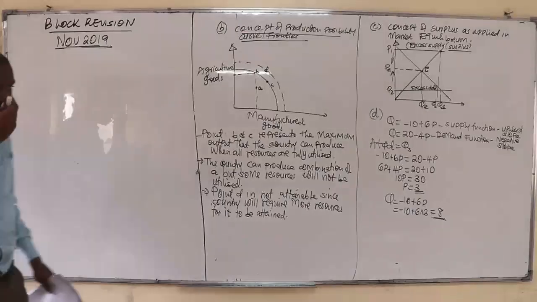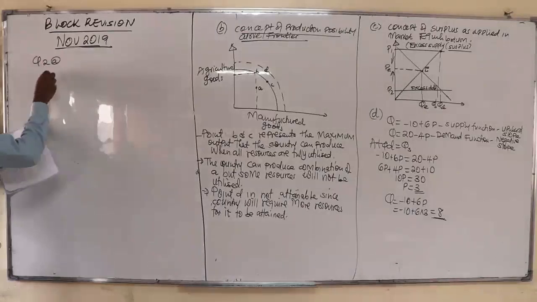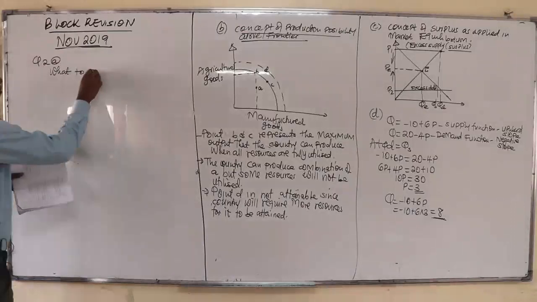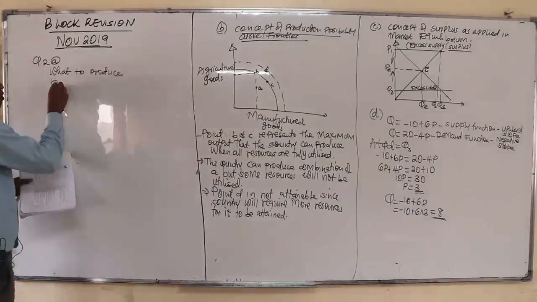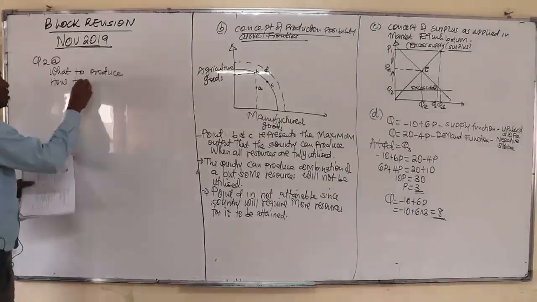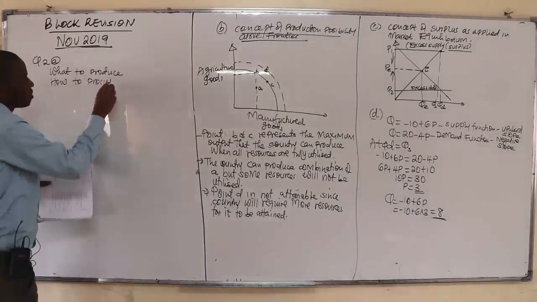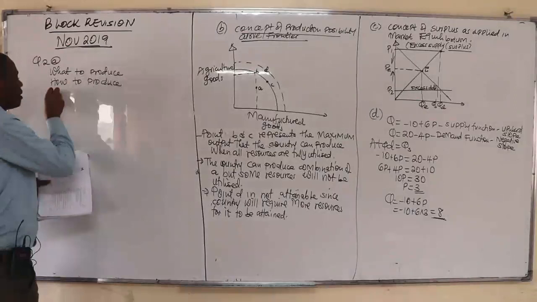So that is question 2A. It will be what to produce, how to produce, and whom to produce for.